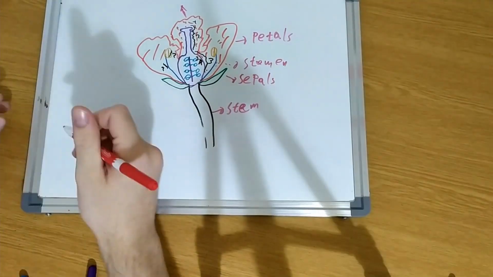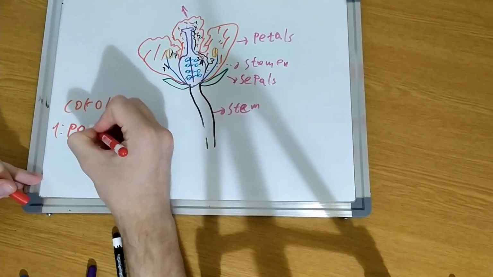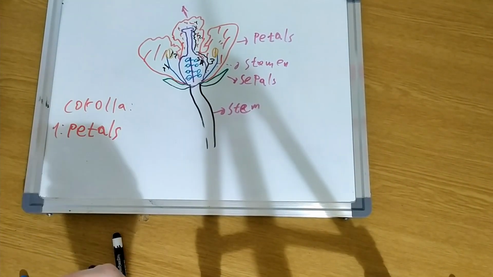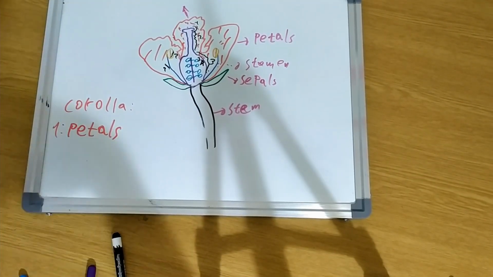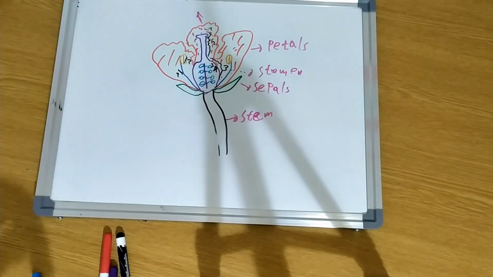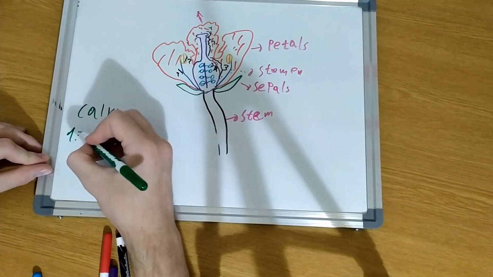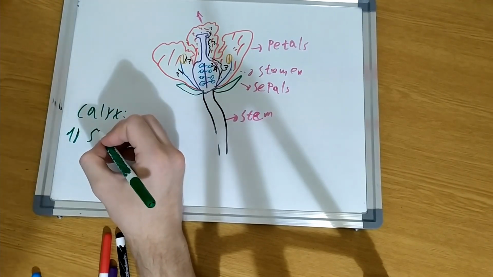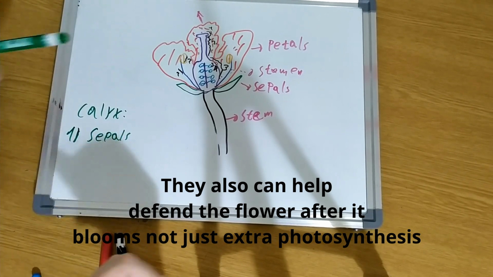Now, let's move on to the corolla, which consists of the petals. The petals are modified leaves that help the flower attract the pollinators so the pollen can be spread. Then we go into the calyx that consists of the sepals, which are also leaves that protect the flower before it blooms and just stay on the plant for extra photosynthesis afterwards.